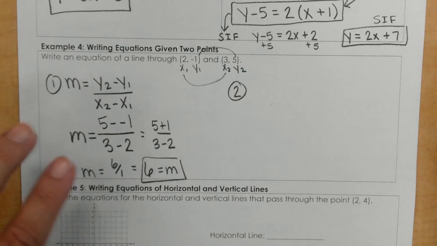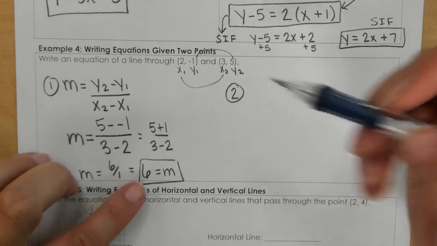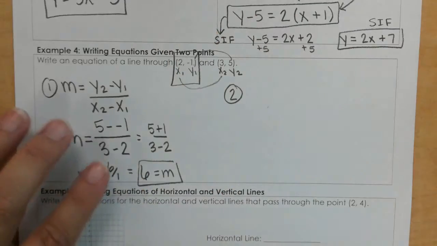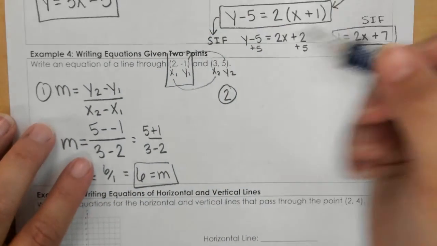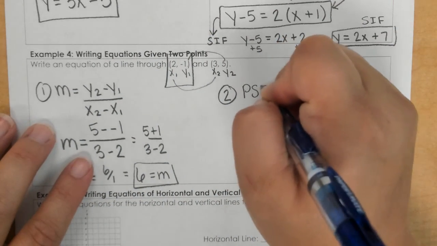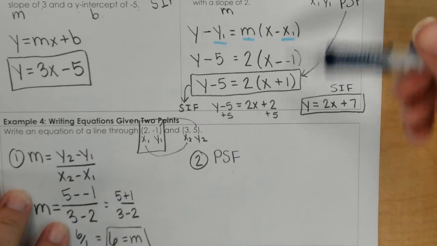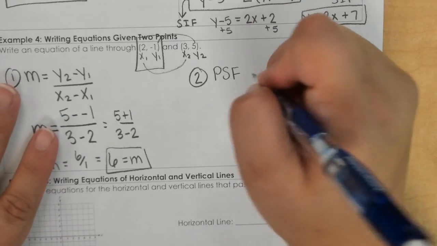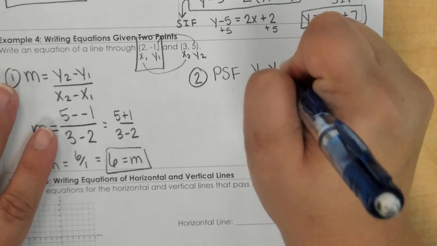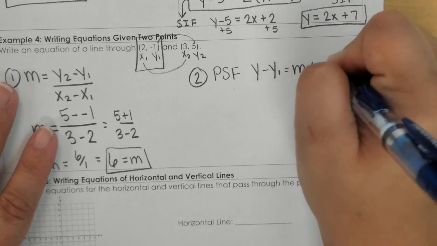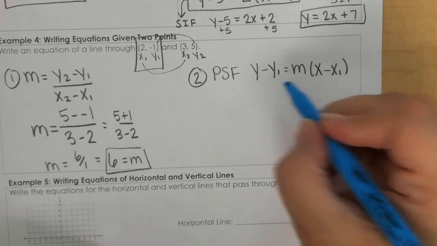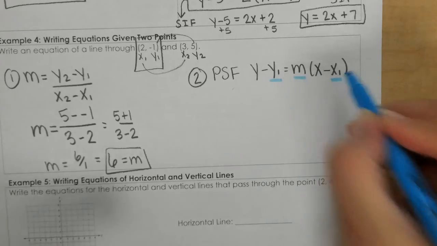Now that I have the slope and I have this point, I have enough things to make point-slope form. So it's just like this problem now. Point and slope, plug into point-slope form. So here's point-slope form. Remember, we only plug in to the y1, the m, and the x1.